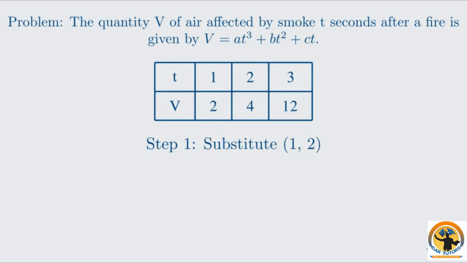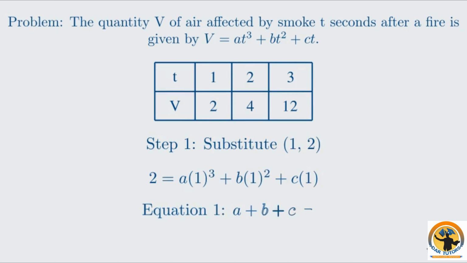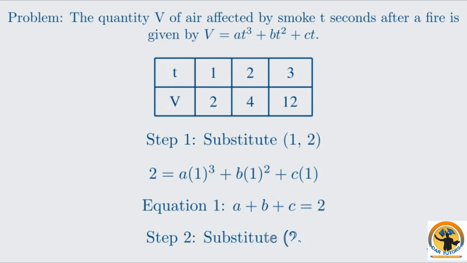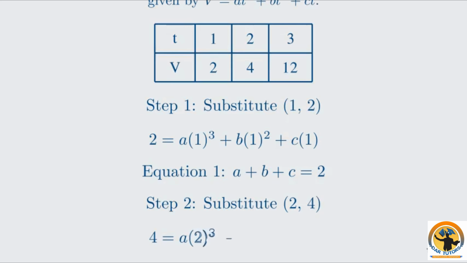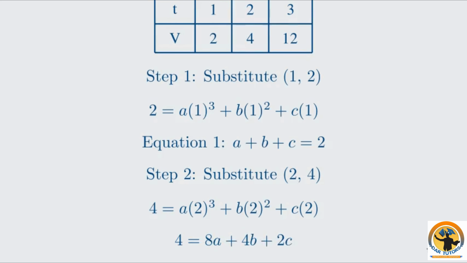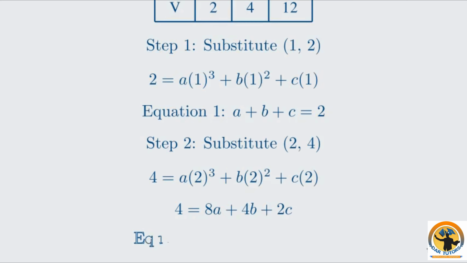First, substitute the point (1, 2). This gives us our first equation: a + b + c = 2. Next, substitute the point (2, 4). This yields our second equation: 8a + 4b + 2c = 4. We can divide all terms by 2 to simplify this to 4a + 2b + c = 2.